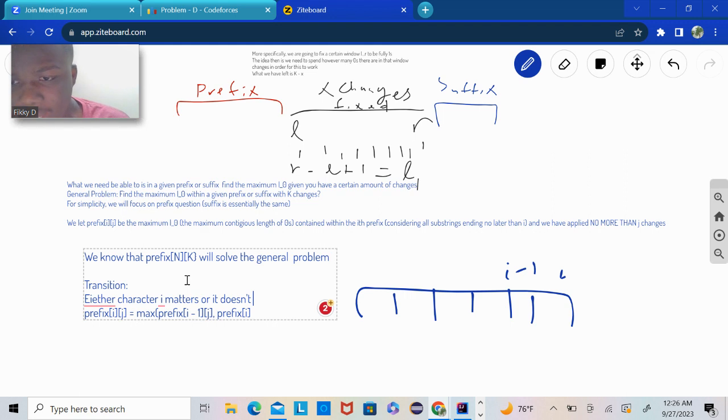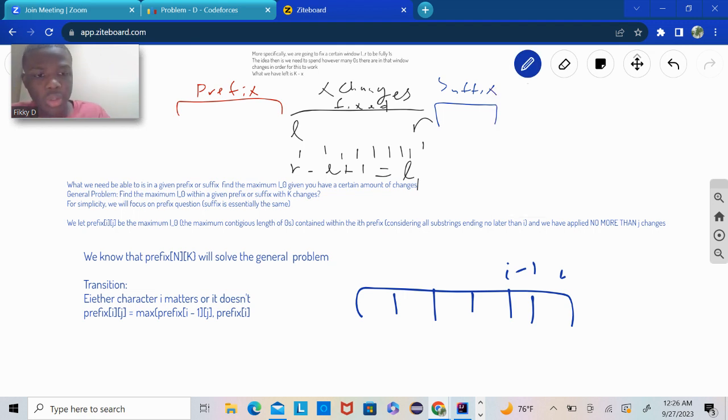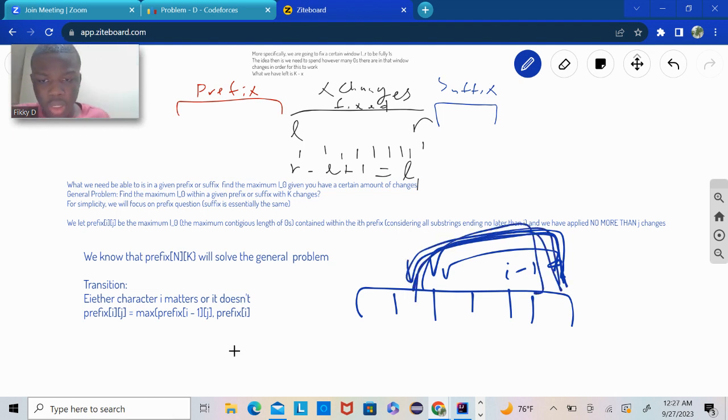Okay, I see. Let prefix be the maximum L0. So if it matters, then because you have to think about what you've computed before, because you're trying to find candidates for L0. Another candidate is that this character might actually matter, and if it does, you can consider all substrings with changes of no more than j minus one, right? Yeah, because at that point you've obviously computed j minus one for I.